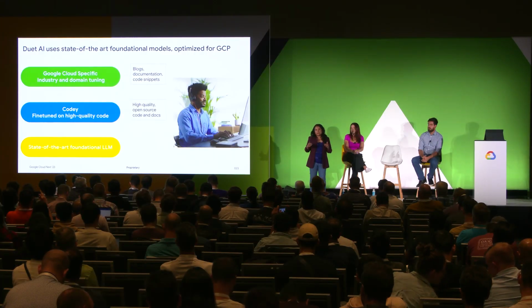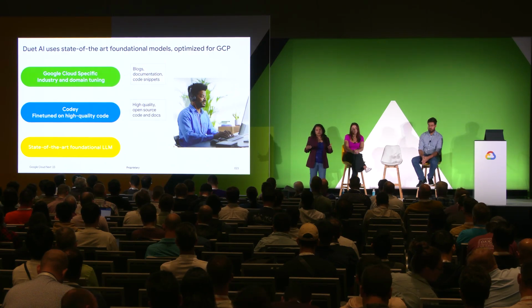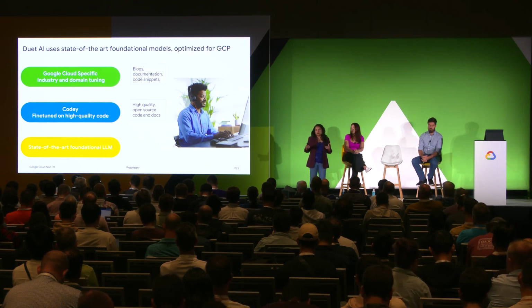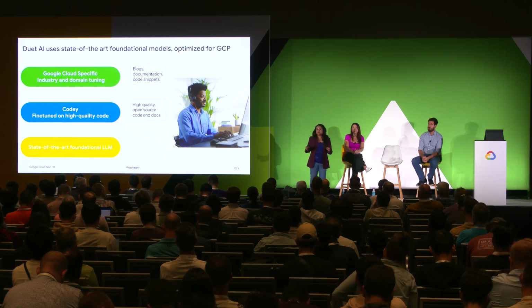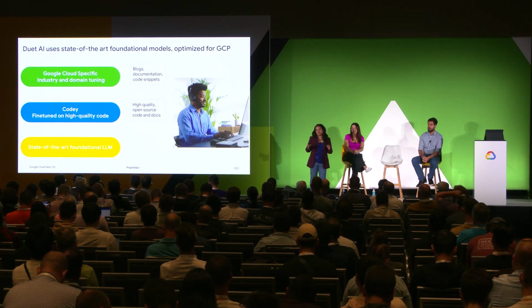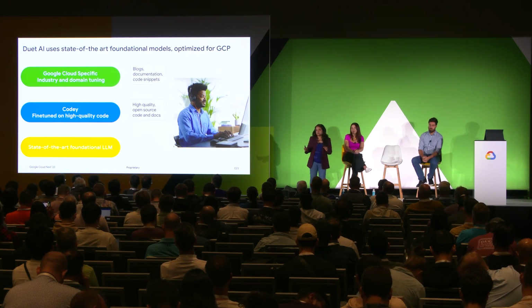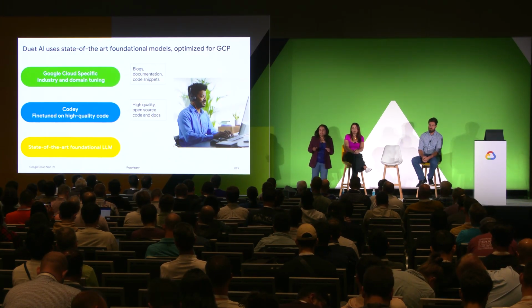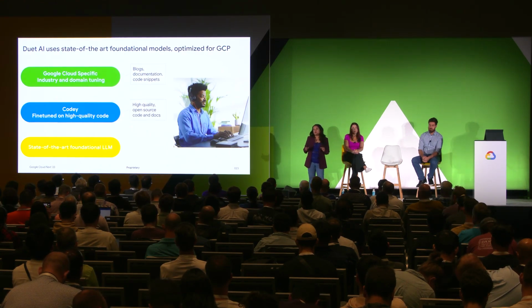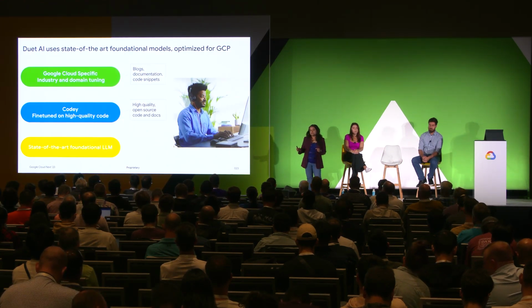At this stage, which is the blue box you see in there, the large language model gets better at coding tasks. But then we do another layer of fine-tuning to make sure that the large language model is good for Google Cloud-specific coding tasks. So the answers are relevant to GCP-specific tasks. And again, we're using high-quality code, high-quality documentation.